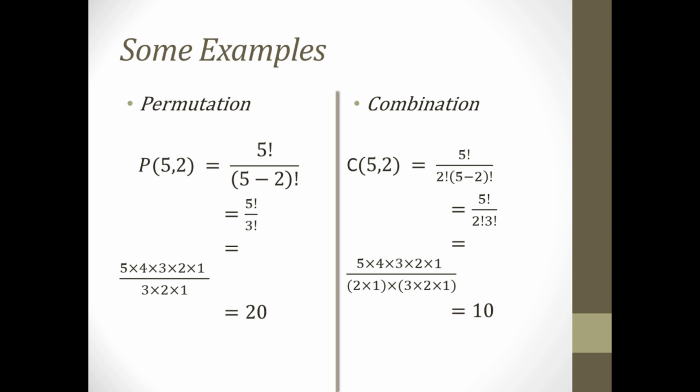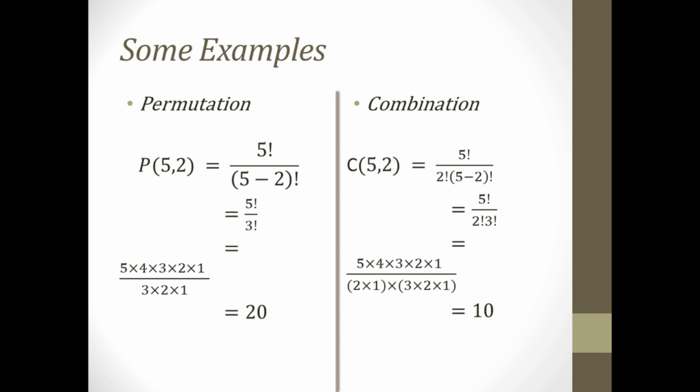So for example, I have a name, John, and I'm looking at in how many ways 2 letters can be selected from John. So I can have J-O, I can have J-H. The order matters, so that is a permutation. If the order does not matter, it's a combination.